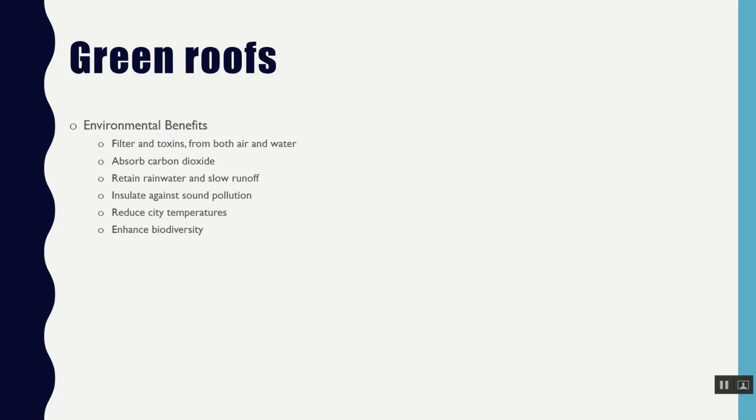Green roofs have all types of environmental benefits. We have a green roof on our newish student center. They filter toxins from both the air and the water. They absorb carbon dioxide. They retain rainwater and slow runoff. They insulate against sound pollution. They reduce city temperatures. So you don't have these black roofs that are just absorbing all of this heat, making the city hotter. And they enhance biodiversity. Things wind up moving in and living in these spaces.